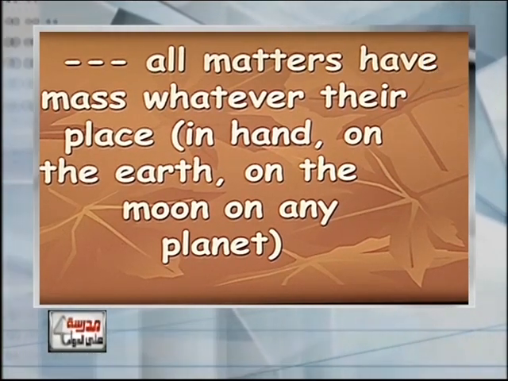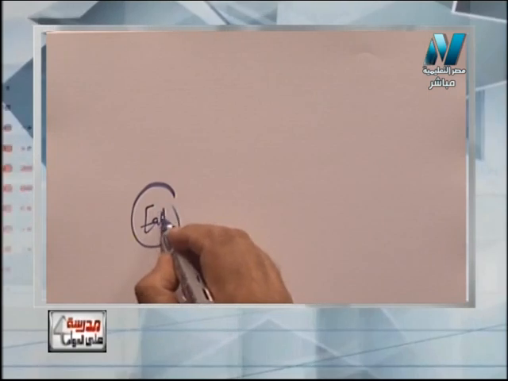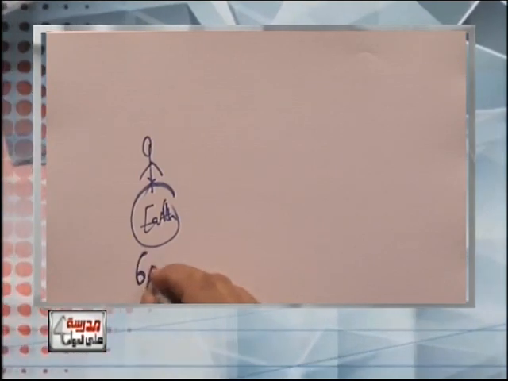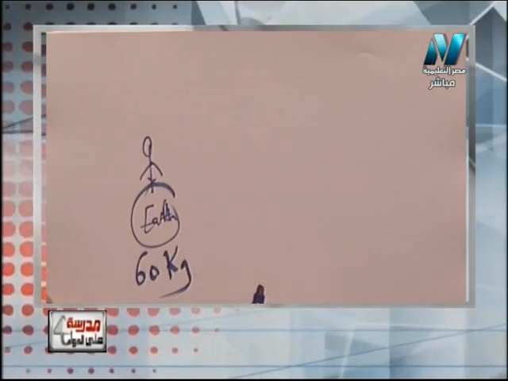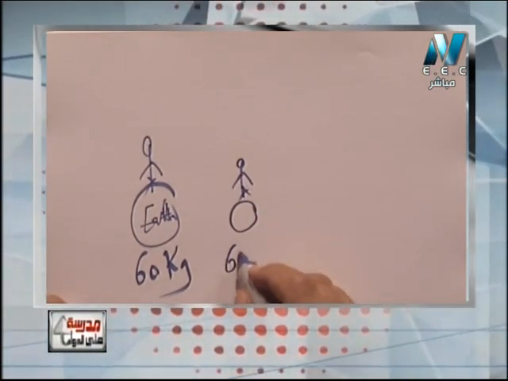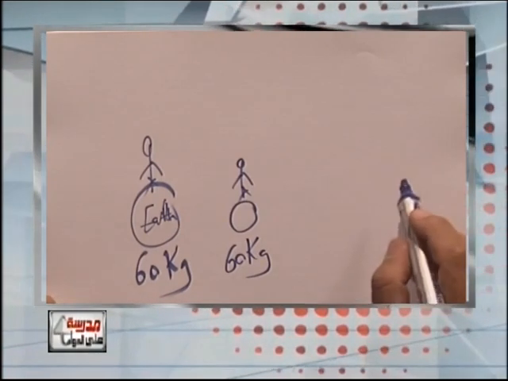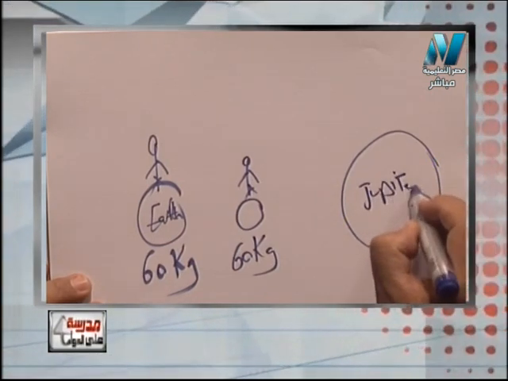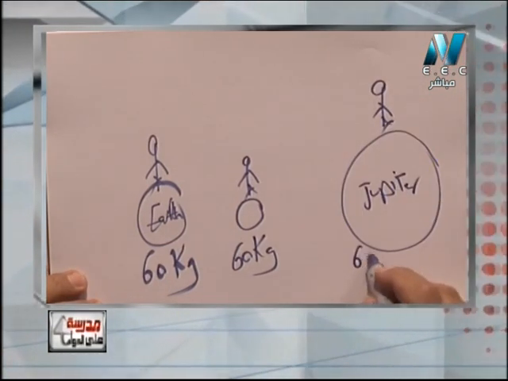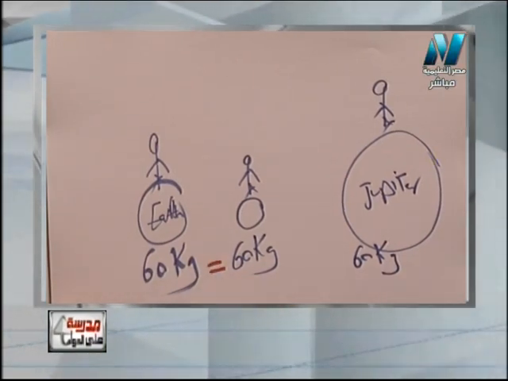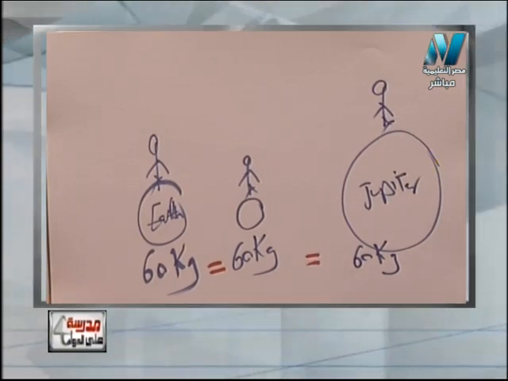Imagine that, let me explain it in details please. Imagine that there is some person on the earth. This is earth, okay? Some person on the earth. This person has a mass of 60 kilogram, for example. If this person moves to the moon or travels to the moon, he will have mass also 60 kilogram. If this person traveled to Jupiter, the biggest planet as we know, the same person will have mass of 60 kilograms. So I can say mass on the Earth equals mass on the moon equals mass on Jupiter or mass on any planet.